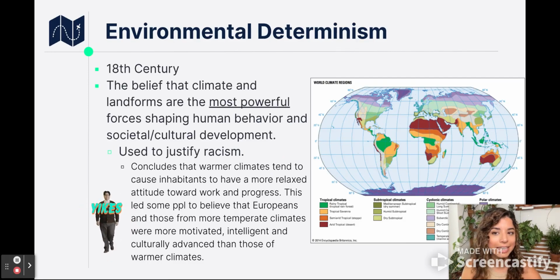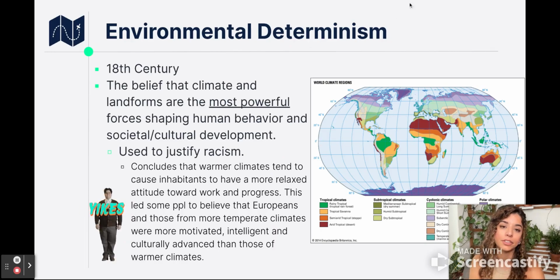So this first came to being in the 18th century, and this is the belief that climate and landforms are the most powerful forces shaping human behavior and societal or cultural development. So just think about that term, right? Determinism. The environment is determining elements of human behavior, society, culture, and so on.